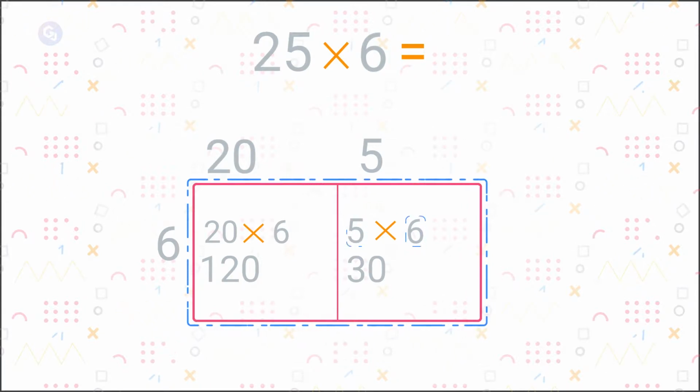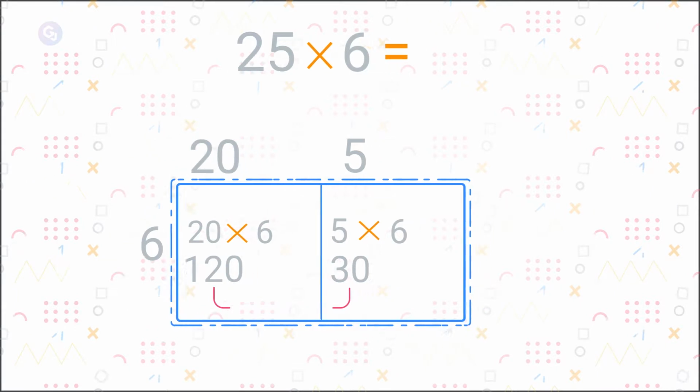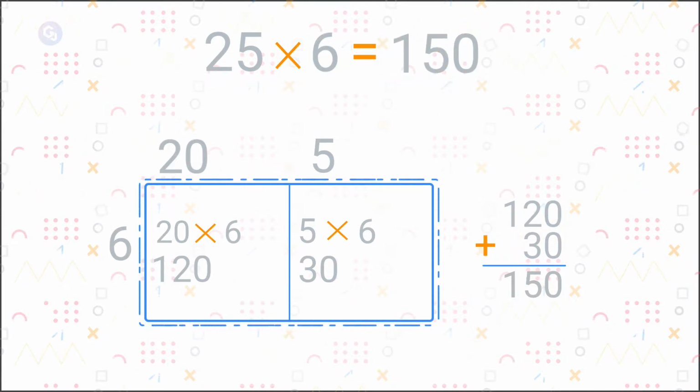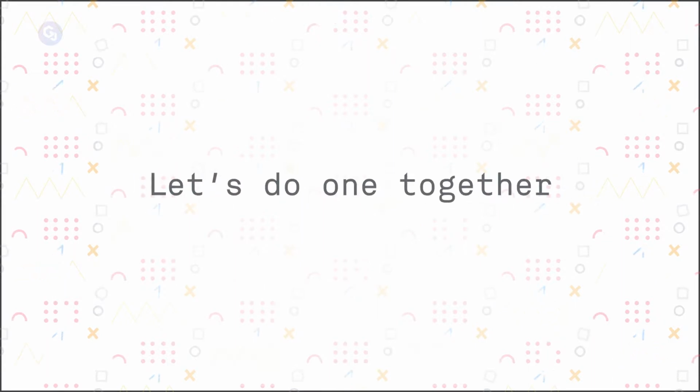Now that we've solved each piece of our area model, all we need to do is add the two pieces together. We could add 120 plus 30. When we solve this, 0 plus 0 is 0, 2 plus 3 is 5, and just this 1 is 1. So the answer to our problem 25 times 6 is 150. Let's do one of these together now.